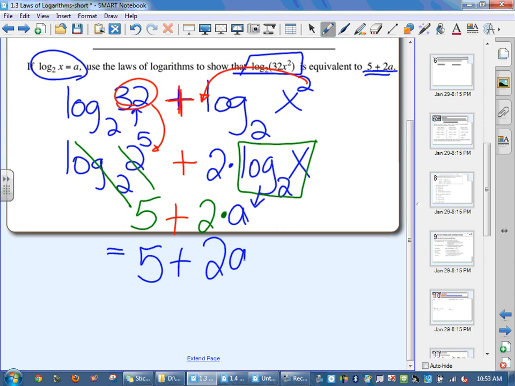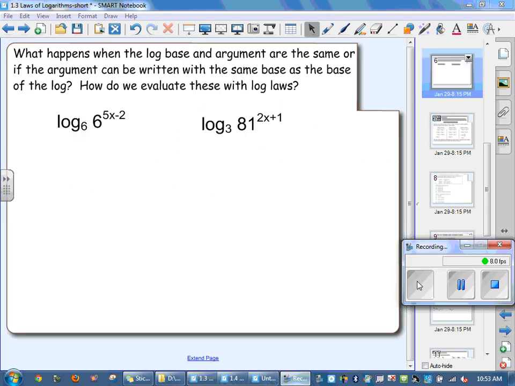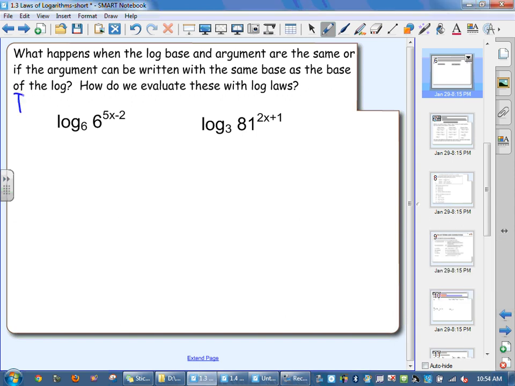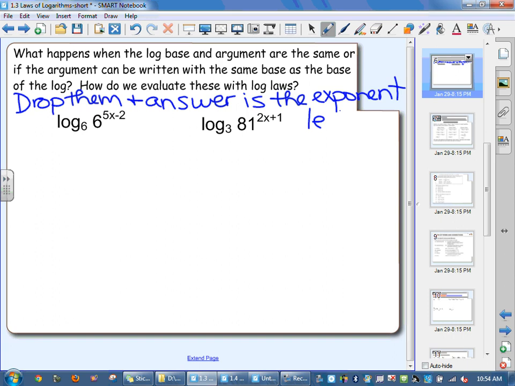Okay, on this one, what happens when our log base and argument are the same, or if the argument can be written with the same base? What do we know? We drop them. We drop them, and the answer is the exponent left over. That's one of the laws we've been using already. So, here I would drop my logs. They are the same base and argument. My answer for the first one would be 5x minus 2. That's my exponent on my big 6.